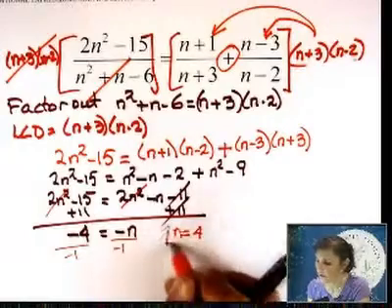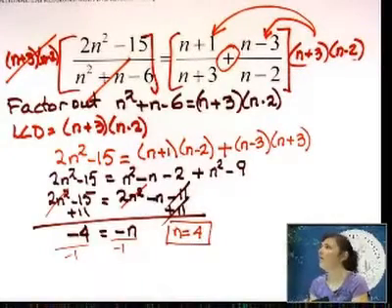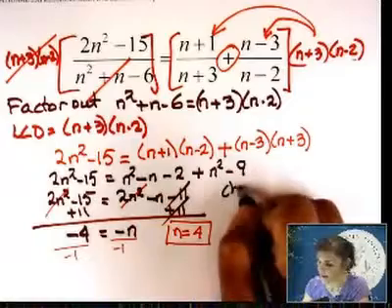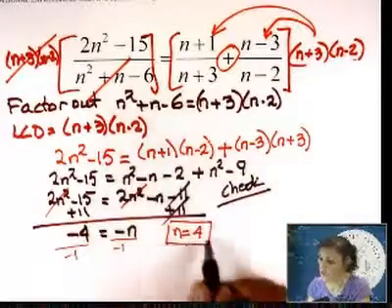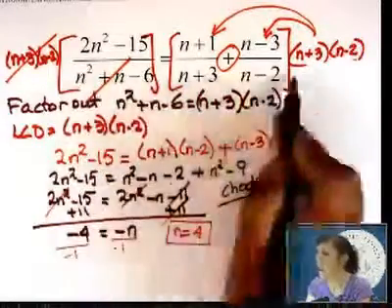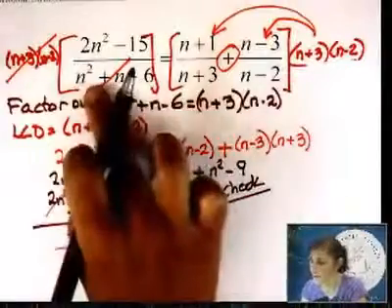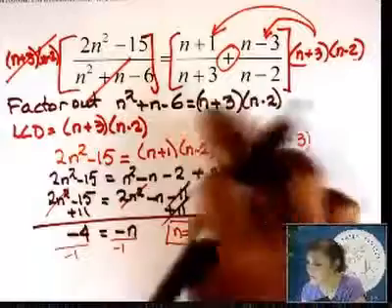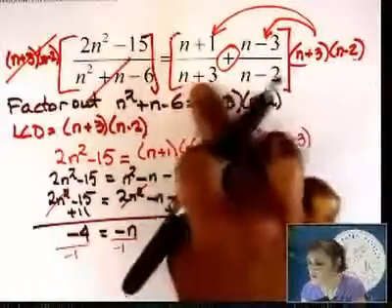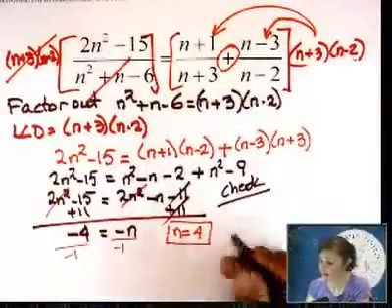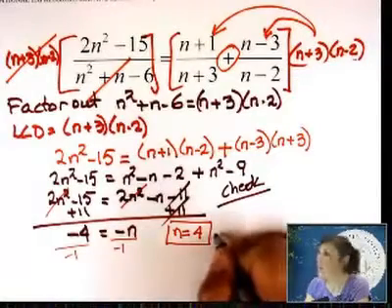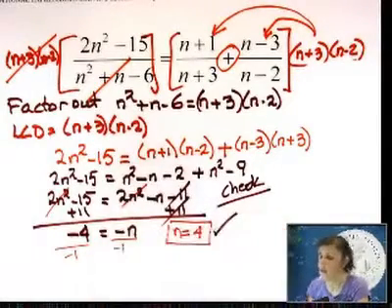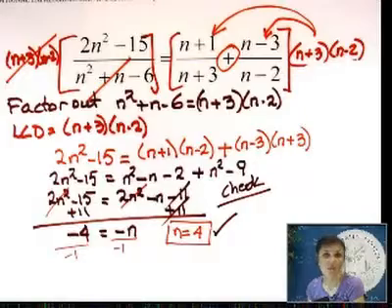Am I done? I don't know. You have to check. Does 4 make this 0 or any of these guys 0? I go in there. The factors are n plus 3 and n minus 2. No, it doesn't make either one 0. Guess what? This is the only solution I have. This is actually one solution. So it is one unique solution at this point.